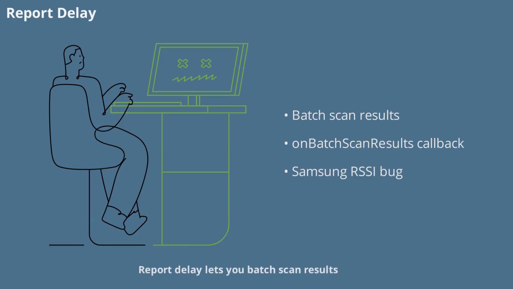Report delay lets you batch scan results and receive them after a specified time. If the delay is greater than 0, Android collects results and sends them in a batch, calling onBatchScanResults instead of onScanResult. This is useful when multiple devices are expected, allowing users to choose from a list. However, bugs exist, such as incorrect RSSI values on some Samsung devices when using report delay.